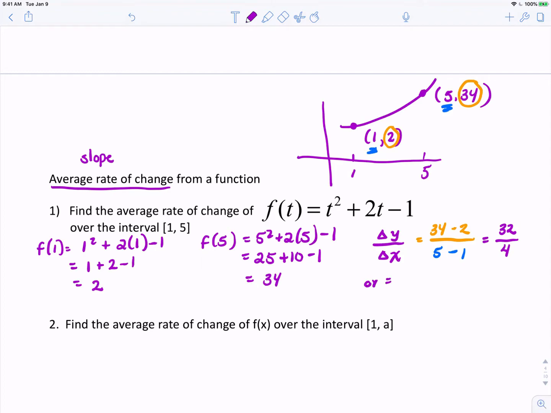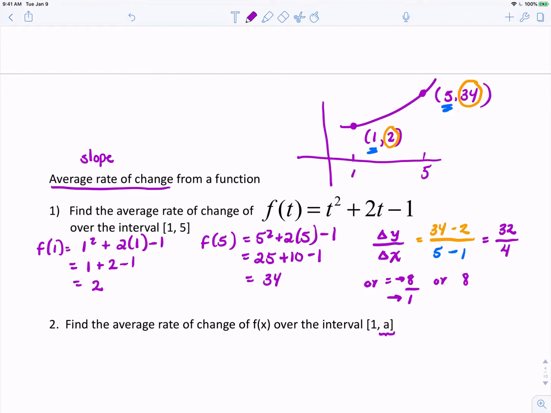So if we were to reduce this, we could write this as 8 over 1, or you could just write 8. So for every additional x unit of 1, y tends to increase by about 8 units. Find the average rate of change of f of x over the interval from 1 to a. Now notice in this problem, our second coordinate has a variable in it, so we're going to expect that our answer also has a variable in it.